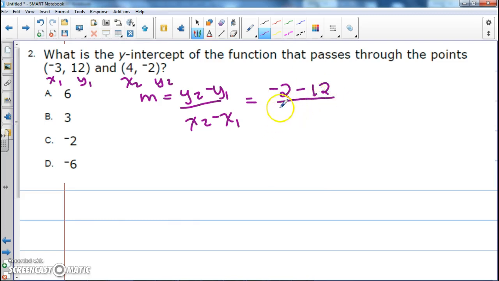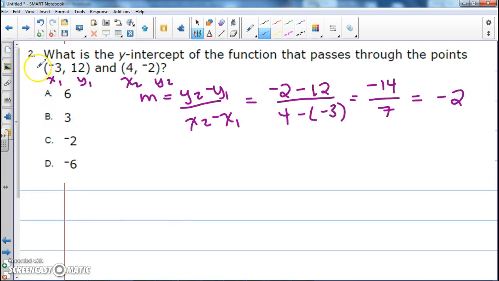Okay, over my x2, which is 4, minus my x1, which is negative 3. Alright, so now I have negative 2 minus 12, which is negative 14, and 4 minus a negative 3 becomes 4 plus 3, because two negatives make a positive, and 4 plus 3 is 7. So negative 14 divided by 7 is negative 2.